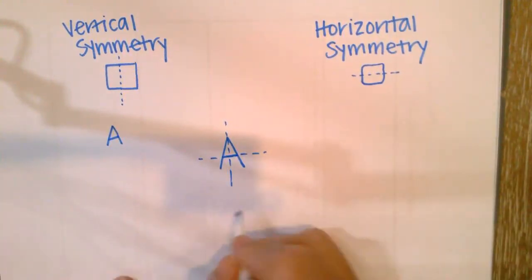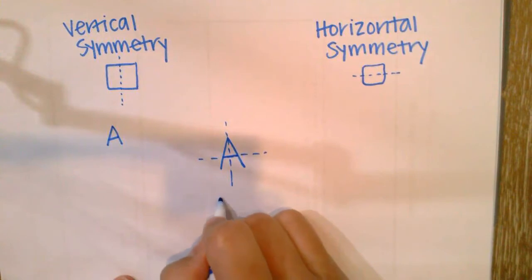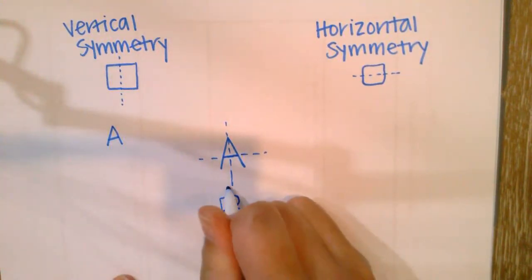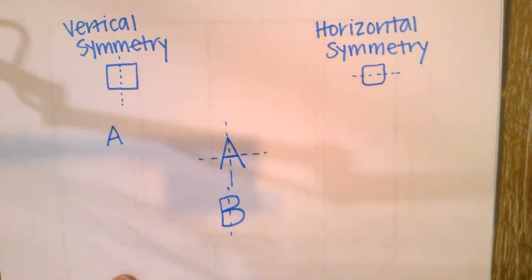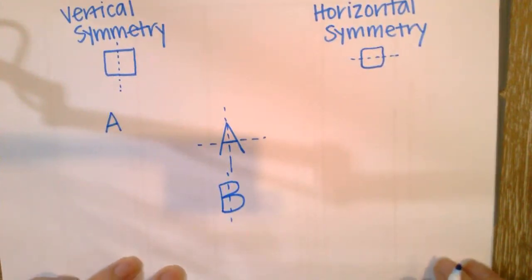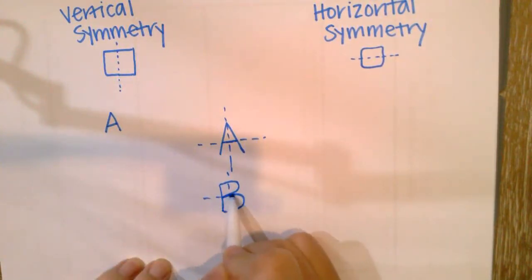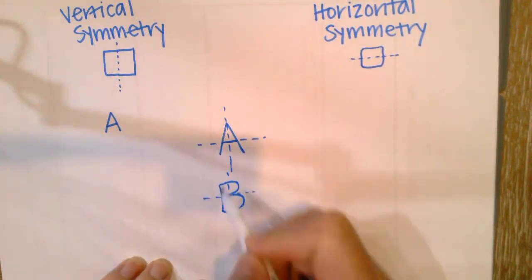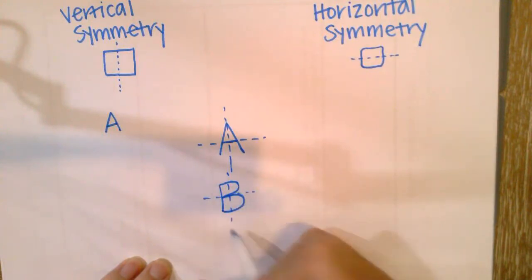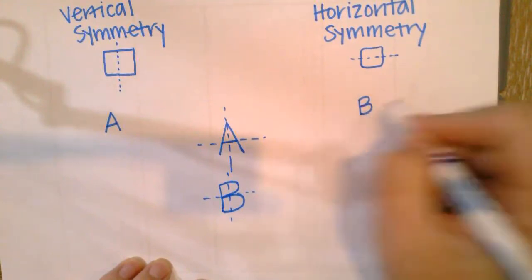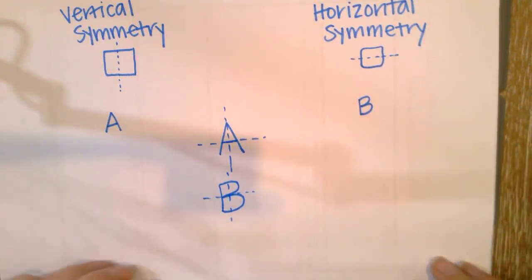But let's take a look at B. Okay, let's do our vertical first. You can tell it does not have a vertical line of symmetry because these two halves are not equal. But let's try horizontal. Yeah, this top half is the same as the bottom half. So B has a horizontal line of symmetry.